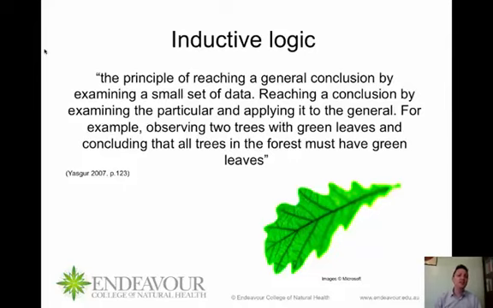If we define what these two approaches are, inductive logic is the principle of reaching a general conclusion by examining a small set of data, by reaching a conclusion by examining the particular and applying it to the general. For example, observing two trees with green leaves and then concluding that all the trees in the forest must have green leaves. So this is an approach where we start with the small information and build up to the big information. What we're looking at is small, specific, individual pieces of information. And you're looking at these components and then how we put them together in order to understand the whole. We're starting at the small and building up to the large.